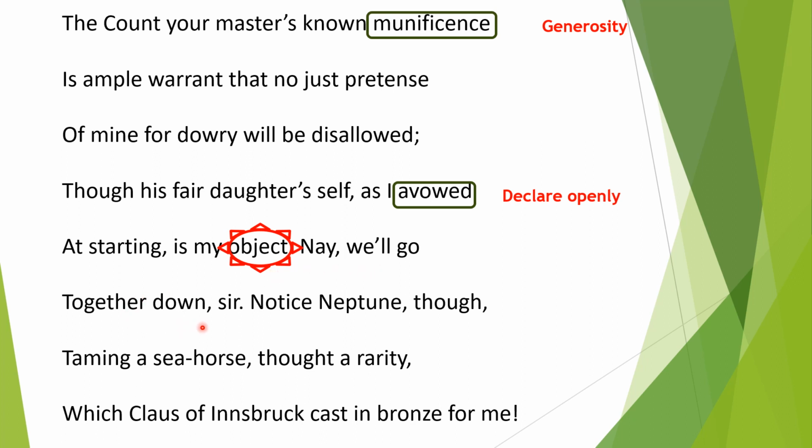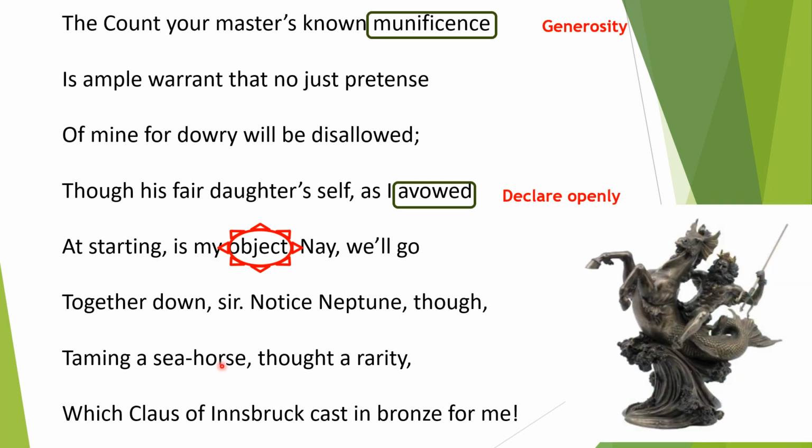Nay, we'll go together down. Come on, we'll get up, we'll go down. Sir, and as they were going down, his art gallery, means his estate, is filled with art pieces. He says, notice Neptune. He's asking him to notice one statue there, Neptune. Though taming a seahorse thought a rarity, this is the statue he wanted him to see. And Neptune is the sea god, students. He tames the sea horses, though a rarity. This is a very, very rare piece.